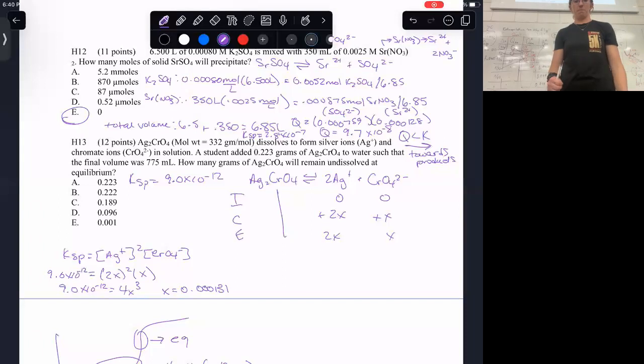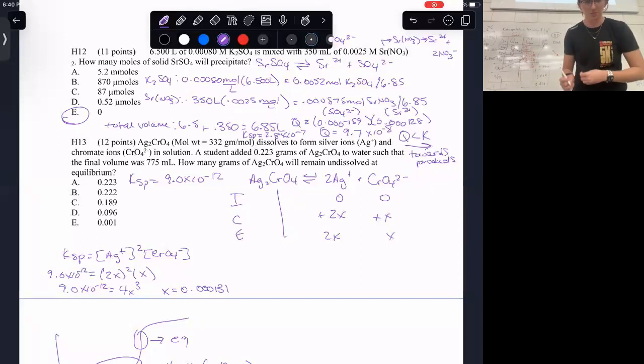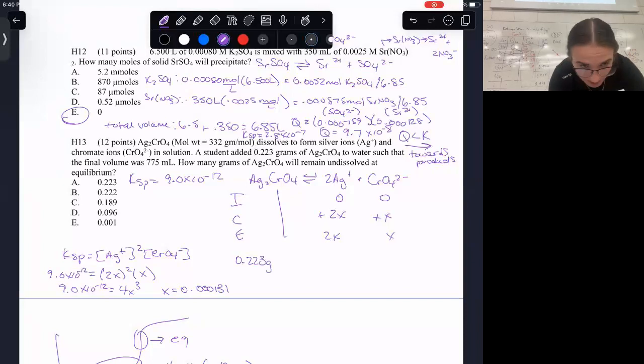What do we do from here? We need to know how many moles we have of the original grams of solution. So we know that we had 0.22 grams of silver chromate. We're given the molecular weight.